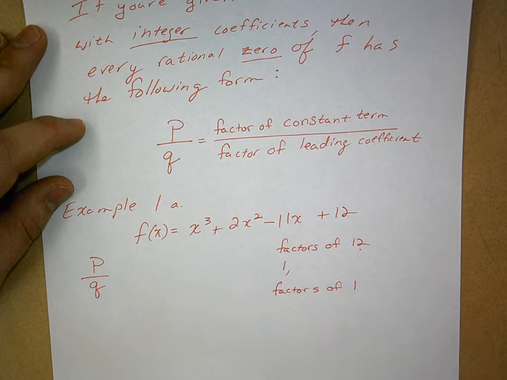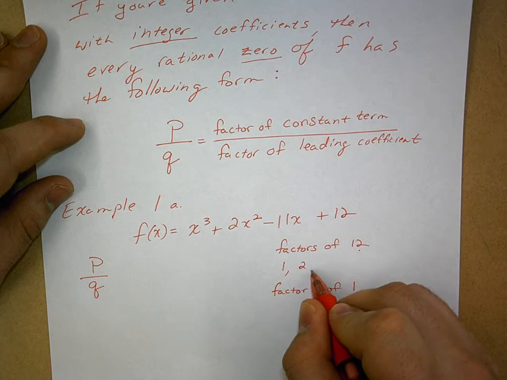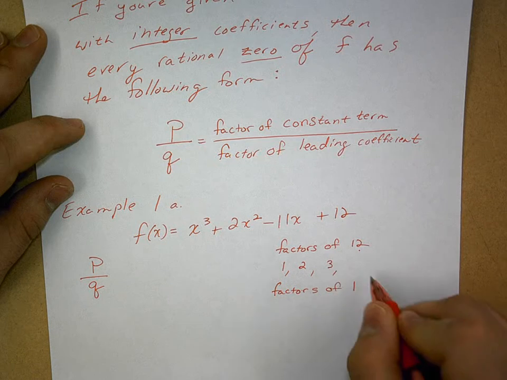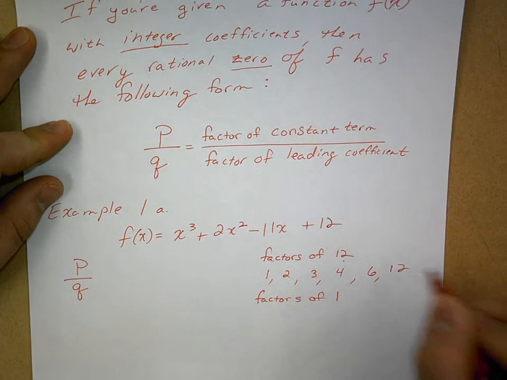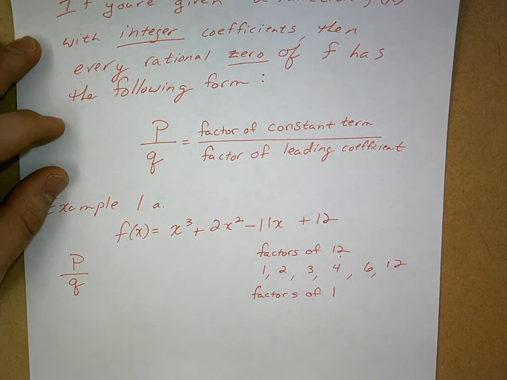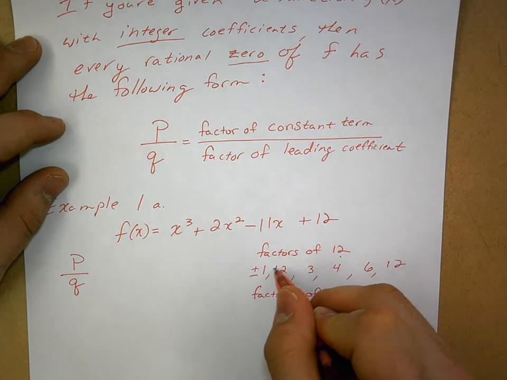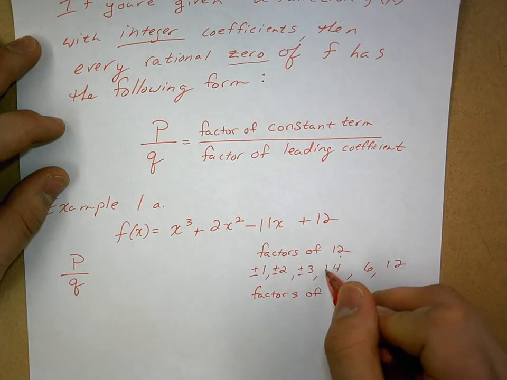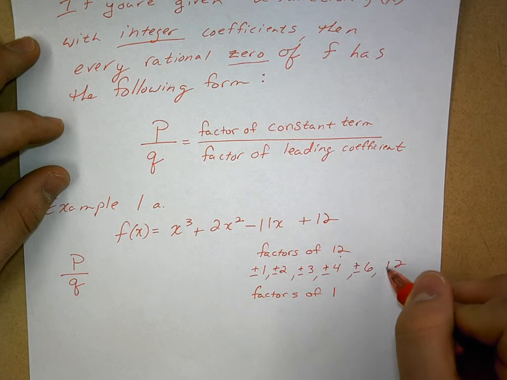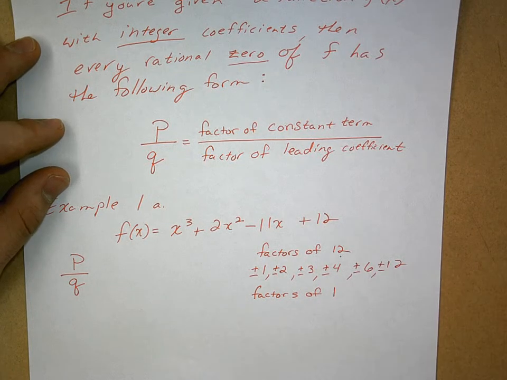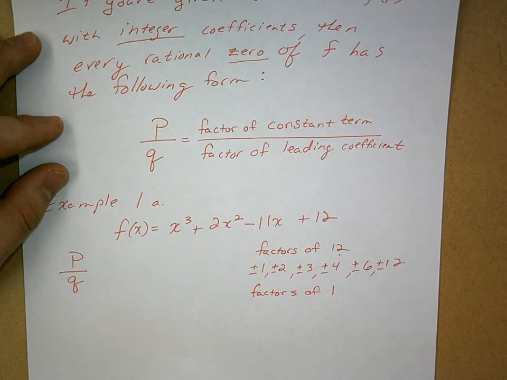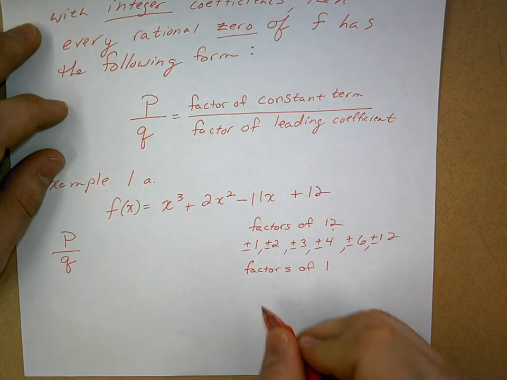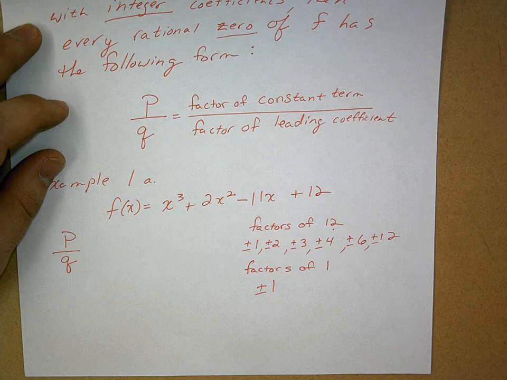Well, we can start with the easiest one, 1, then go to 2, 3, 4, 6, and 12. Now, because it's a positive number, we could do plus or minus for all of them. Remember, if we multiply two negatives together, we get a positive. So if you did negative 6 times negative 2, that is equal to 12. Therefore, negative 6 and negative 2 are factors of 12. And factors of 1, very simply, are just plus or minus 1.